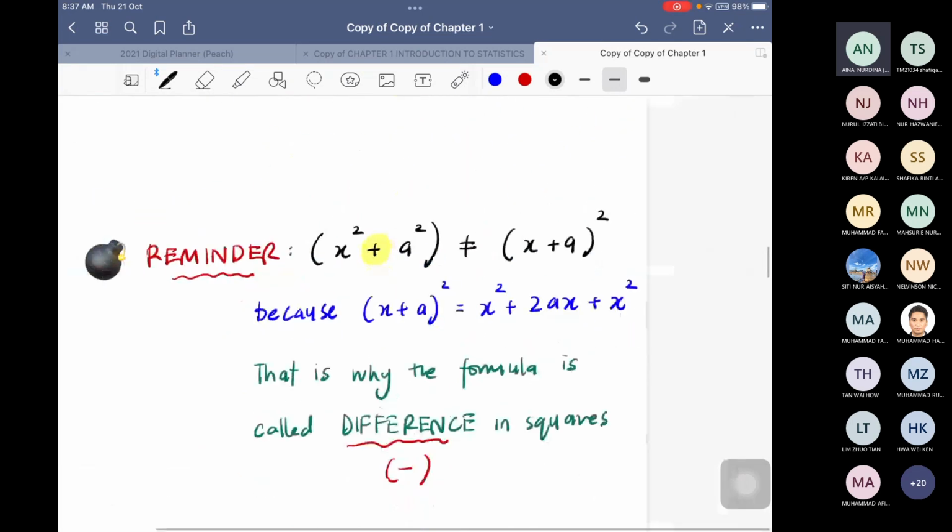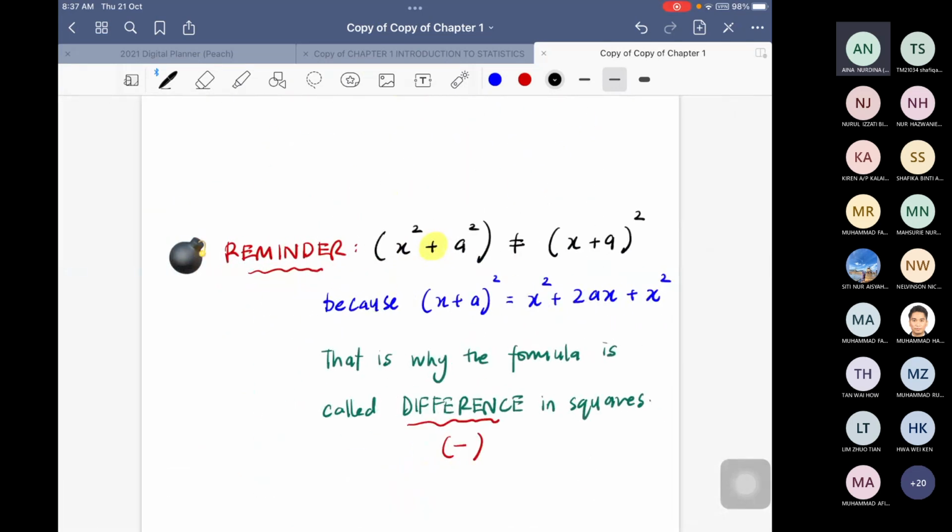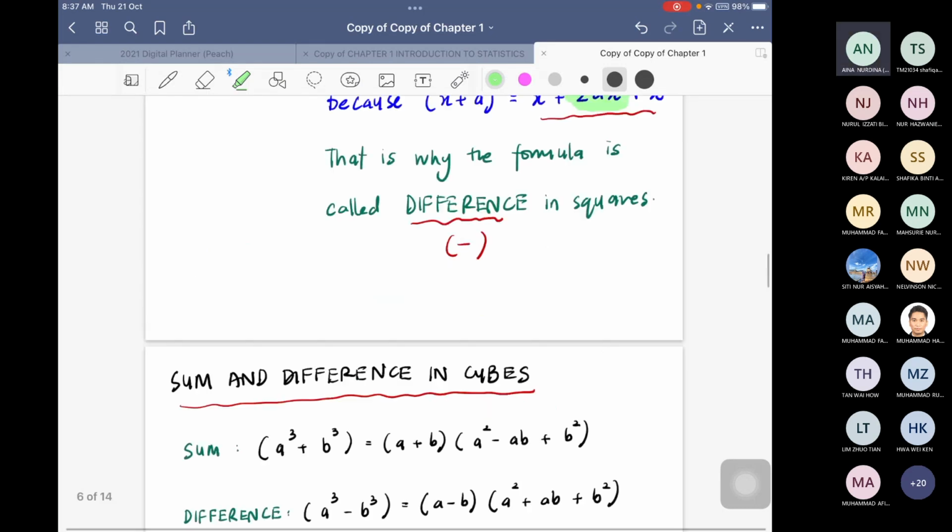And of course, a reminder here. As I mentioned to you, its name is difference in square. The difference between squares. Operation minus. So, does it apply for plus? No. So plus does not apply. Because x square plus a square does not equal x plus a square. Because if we expand x plus a square, we get x square plus 2ax plus a square. So there is an excess term here. This is an extra term. So they are not equivalent. Cannot use it. So remember, this only applies for minus. It doesn't apply for summation.